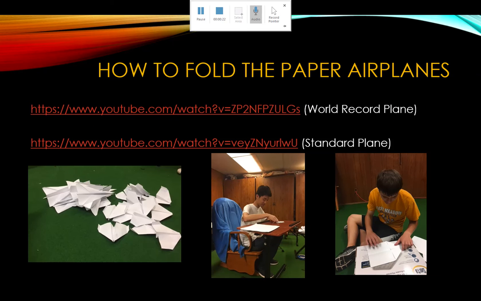Okay, so to start off, we have some videos of how we folded each of the paper airplanes, just in case you want to see exactly how we folded each one.